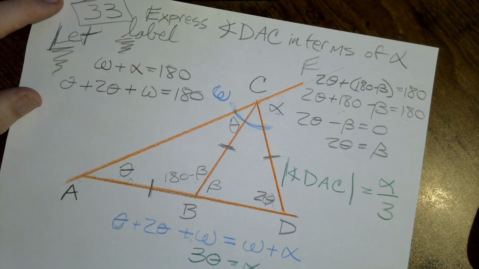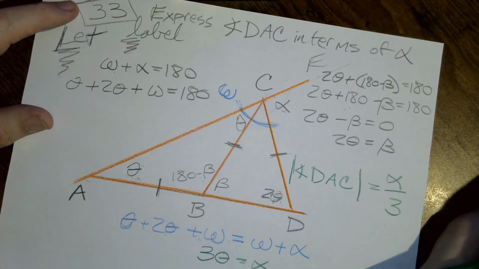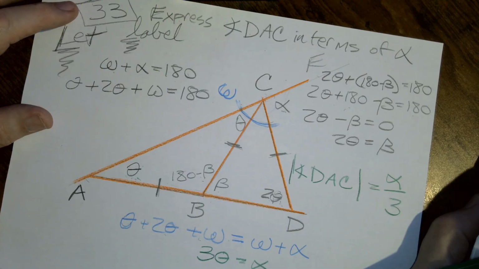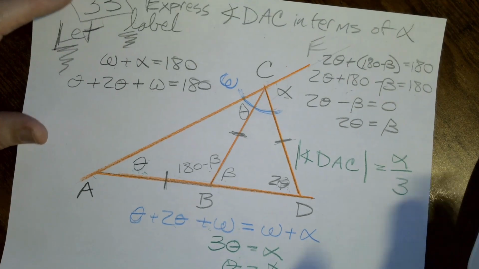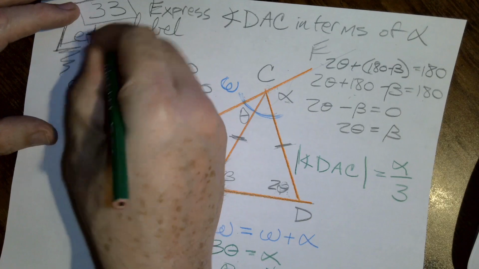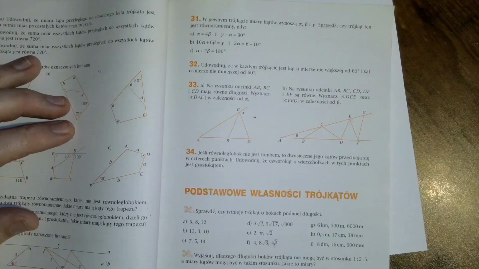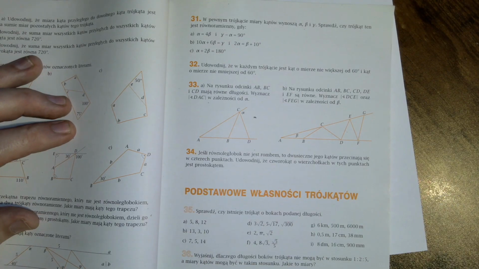On page, what page are we on? Page 47. Oh, that was 33A. Okay, there's a B coming up. So that was 33A.